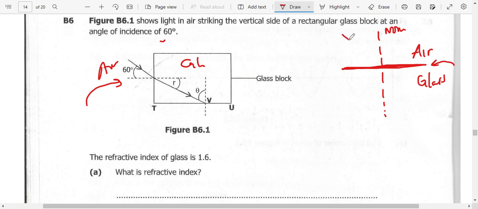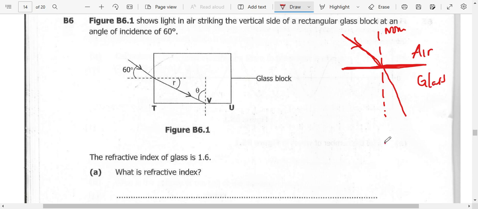So when light is coming from air, air is less dense than glass. So when you have got light coming from the air going towards glass, light is going to be refracted towards the normal.